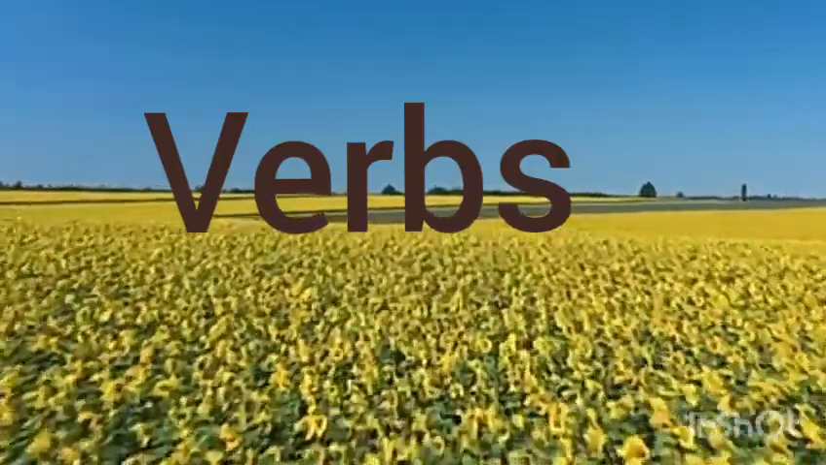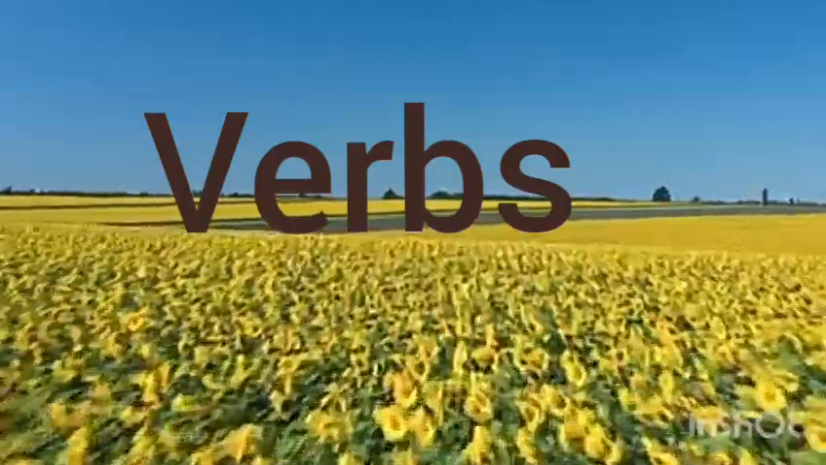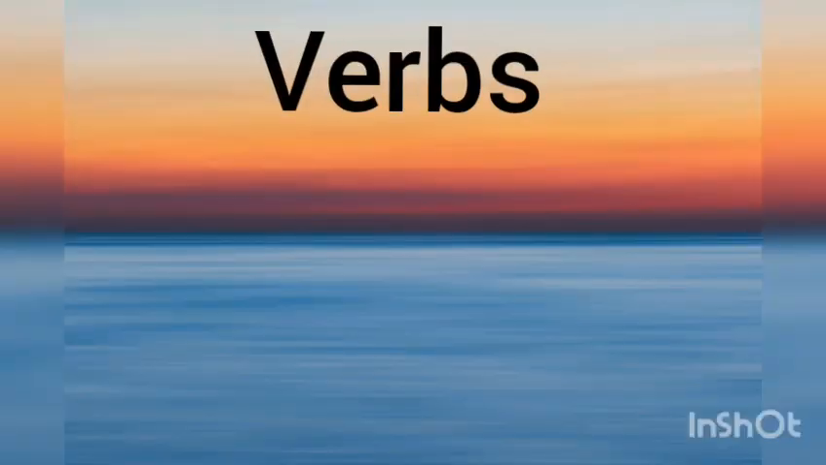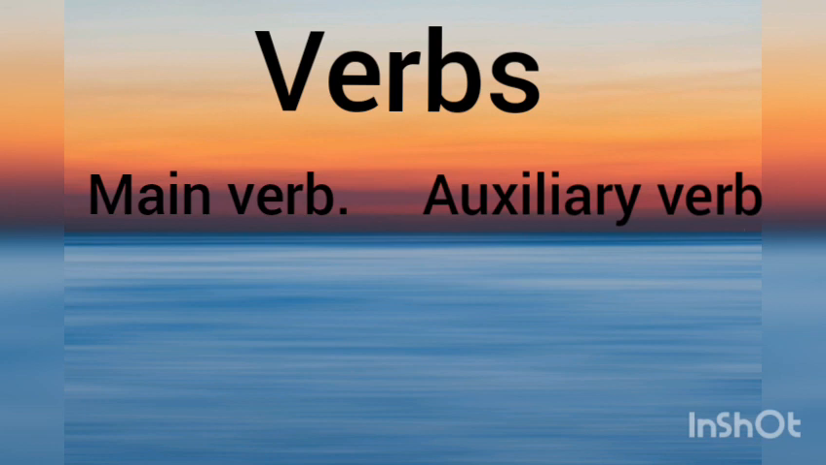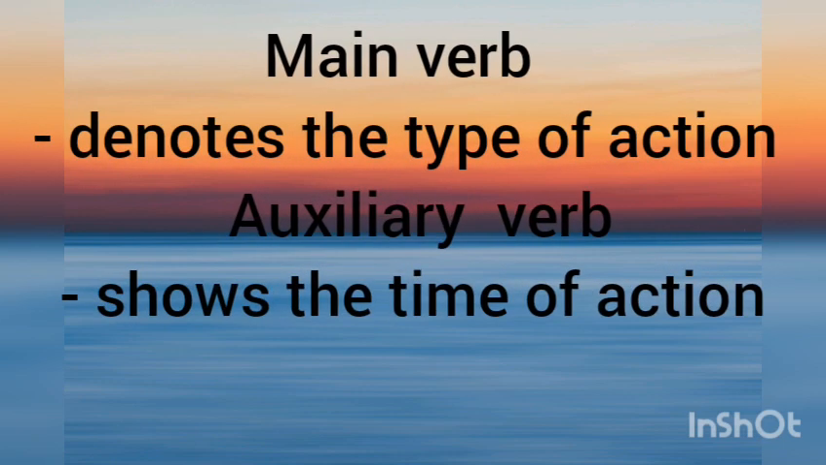In today's class, we are going to learn about verbs. What do you mean by verbs? We have two types of verbs. One is main verb and another one is auxiliary verb. The main verb denotes the type of action, while the auxiliary verb, what will it do? It shows the time of action. You have to know the difference between main verb and auxiliary verb.